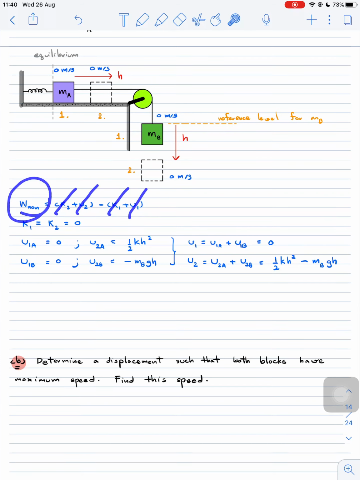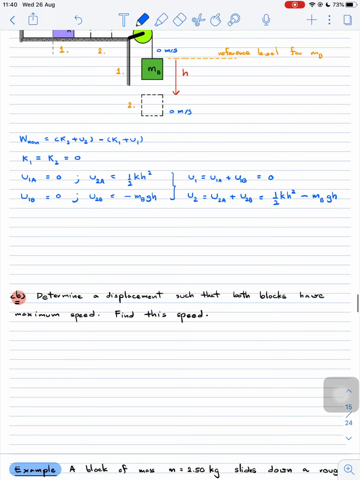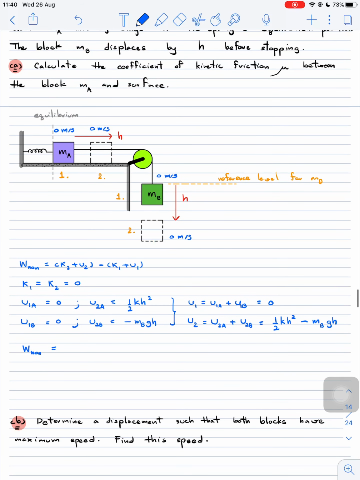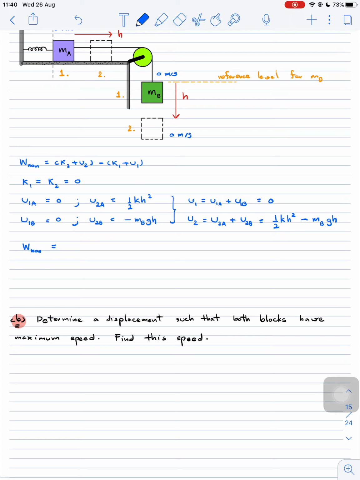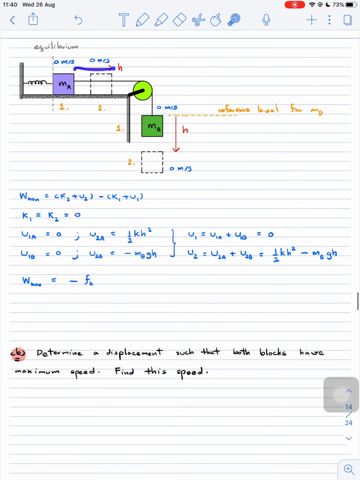So now let's try to find the work done by the non-conservative force. The work done by the non-conservative force equals what? Okay, so we have the friction. The friction opposes the motion, so the work done by the friction must be negative. It must be negative, right? And then the force Fk times the displacement, which is equal to H, equals minus.